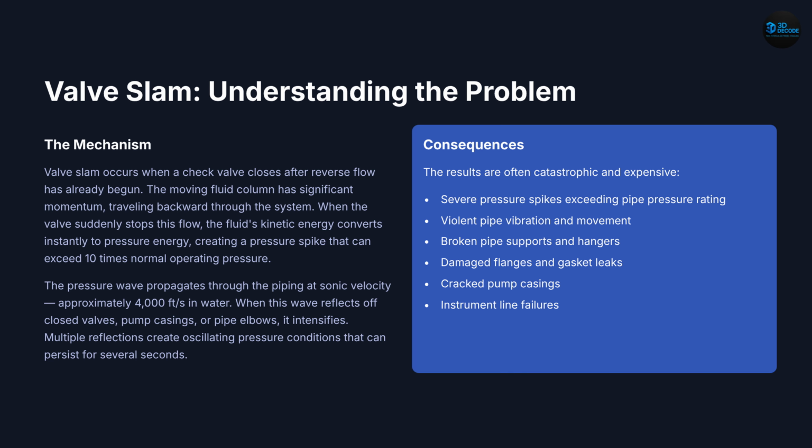Slide 8. Valve slam. Valve slam occurs when a check valve closes after reverse flow has started. The moving fluid suddenly stops, converting energy into pressure. This creates a pressure spike, known as water hammer. This can exceed design limits and cause serious damage.